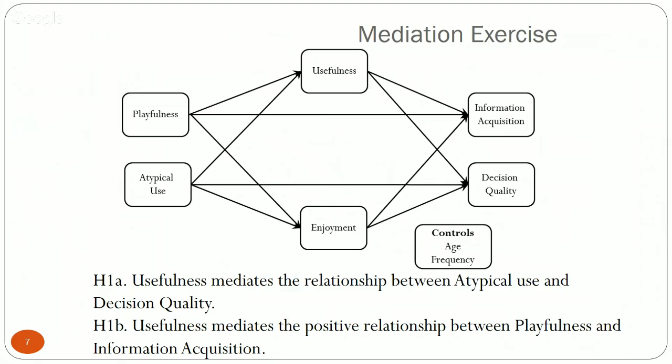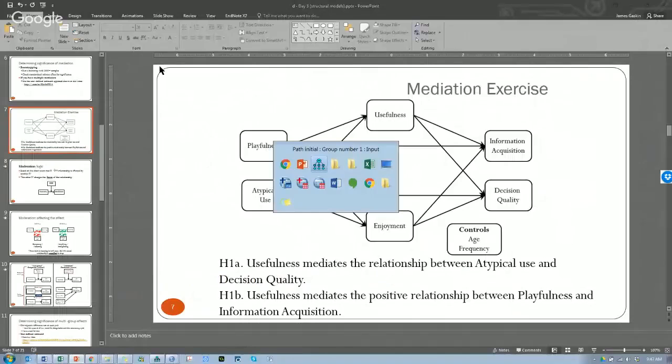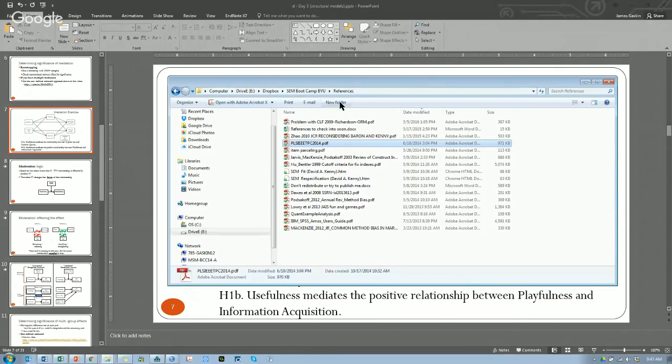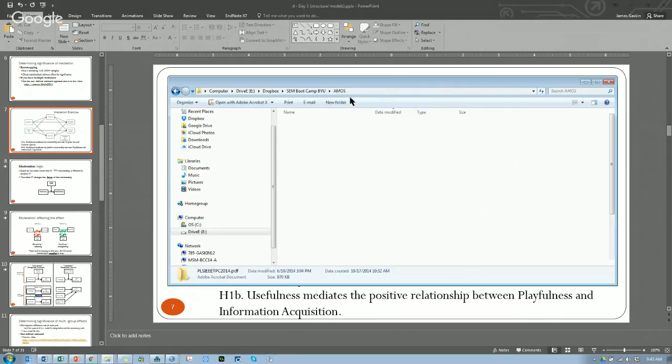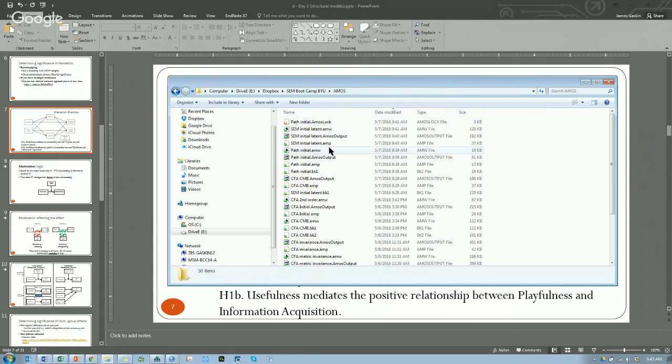James, what was the name of those two files again? The two that I just created in Amos, or the data set? The data set or the model? The model, sure. Yeah, there's SEM initial and path initial.